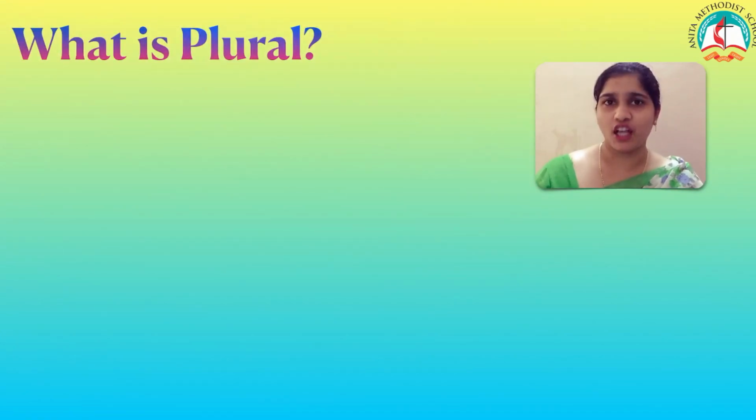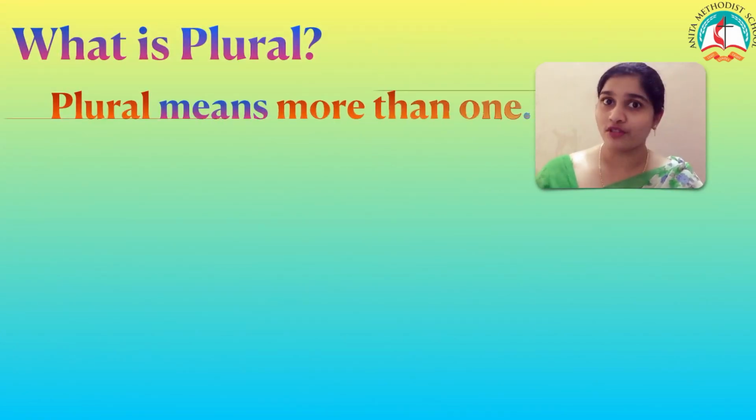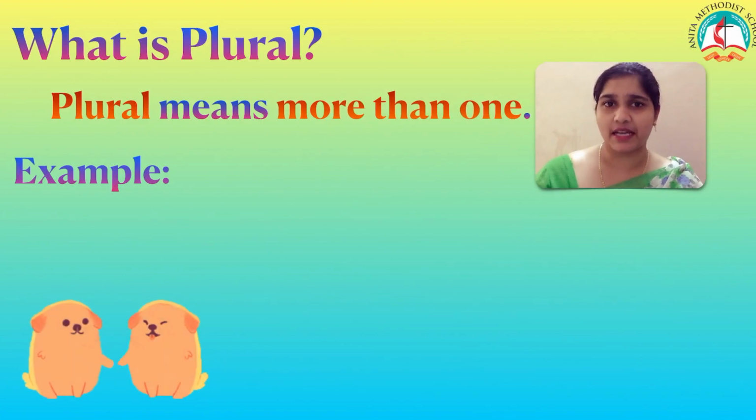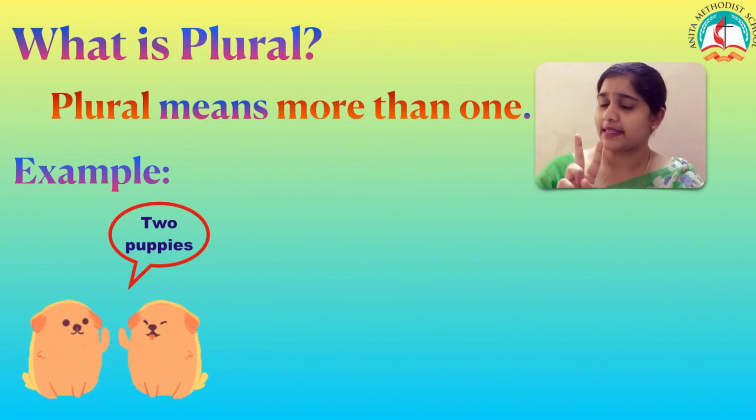Now I'll teach you what is plural. Plural means more than one. In singular, I told you that it means only one, whereas plural is more than one. I'll teach you with some examples. Here is our first example. How many puppies do you see in this picture? 2 puppies. Is number 2 more than 1? Yes. So it is a plural.